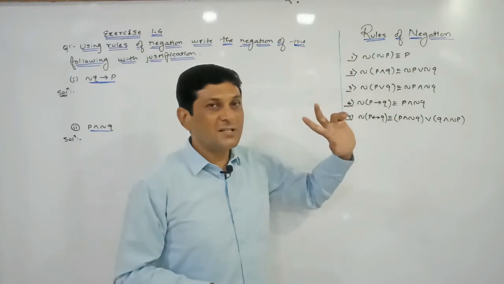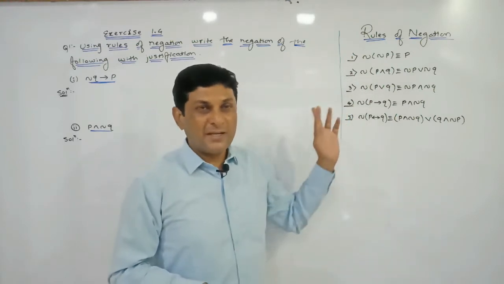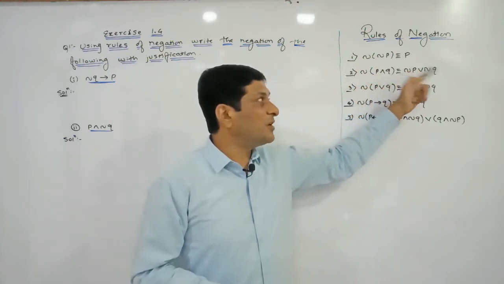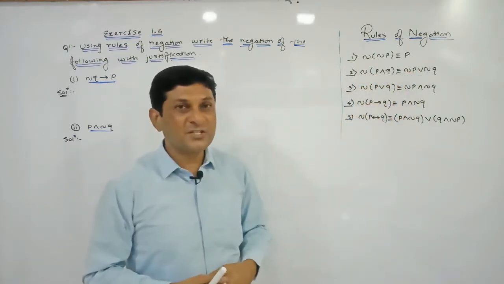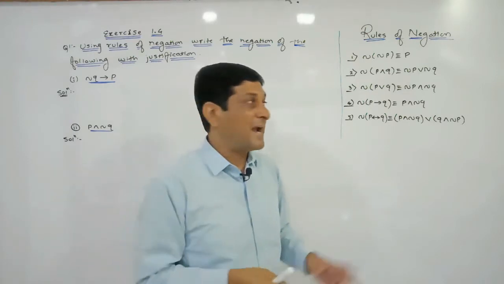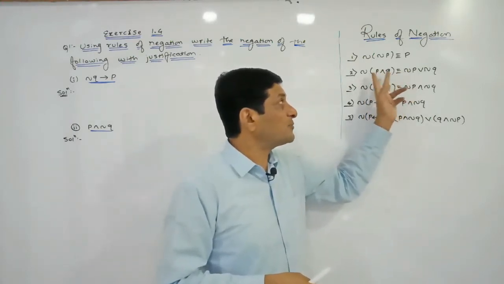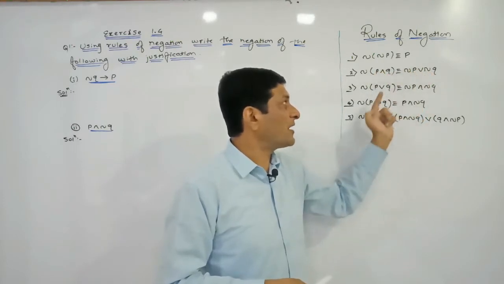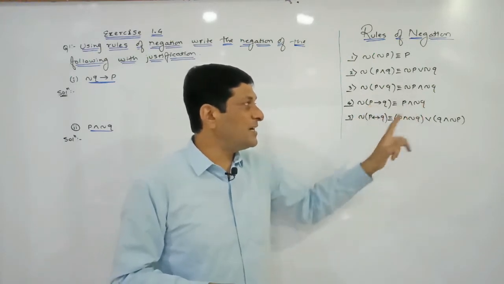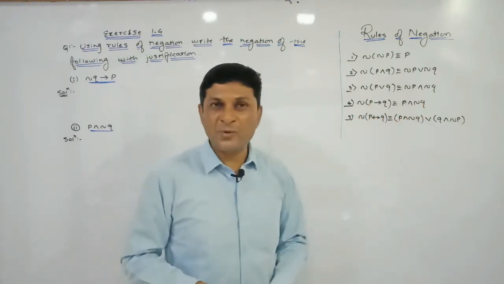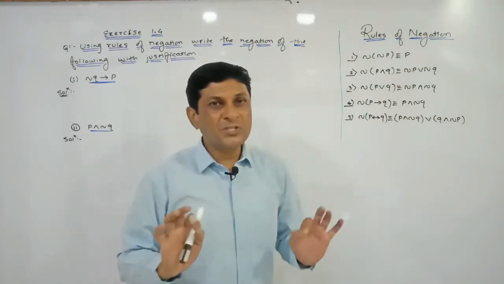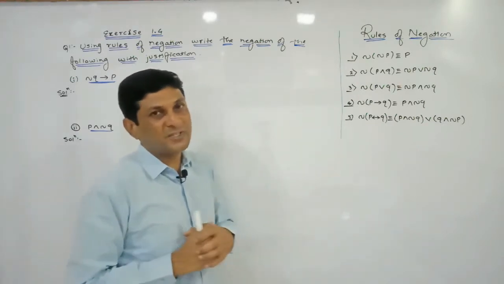Negation of negation P is P. Second rule: negation of P and Q is negation P or negation Q. What our rules of negation say is replace every letter by its negation, and replace and by or. Here two letters are there, we have replaced both letters by negation, and and gets replaced by or. Negation of P implies Q is P and negation Q, and negation of P if and only if Q is P and negation Q or Q and negation P. Using these rules of negation, now we are solving the examples.